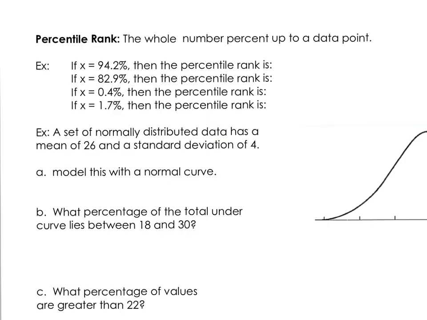The last definition we'll use before we start some examples is called percentile rank. You've maybe even heard of this before when you've looked at results from standardized test scores. A percentile rank is the whole number percent up to a data point. Here's how it works. Given a value for x, let's say something like 94.2%. The percentile rank is just the percent up to that amount, the whole number percent. That means at 94.2%, you're at the 94th percentile.